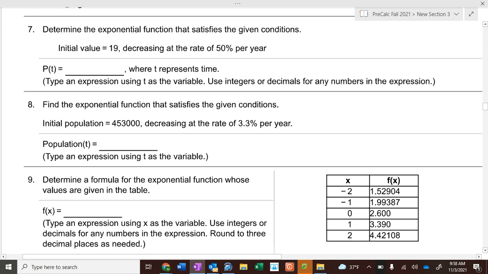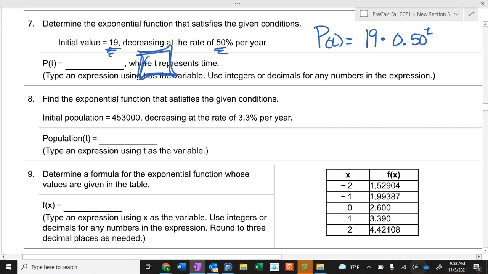Determine the exponential function that satisfies these conditions. Initial value of 19 decreasing at a rate of 50% per year. P sub t equals, what's our initial value? 19 times 0.50 to the t power. Why didn't I put it to the x power? Because it tells me right here, t represents time. If you put an x in there, it'll count it wrong in the quiz. Look for what it's asking for.